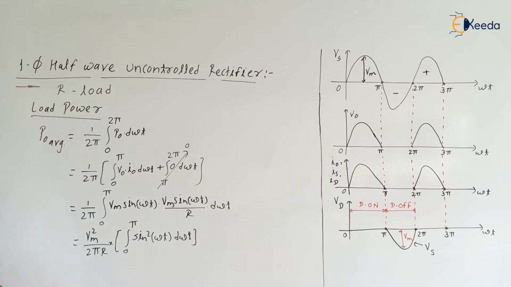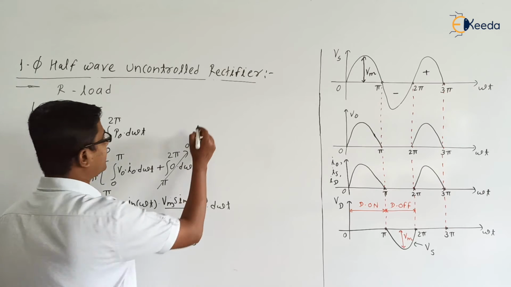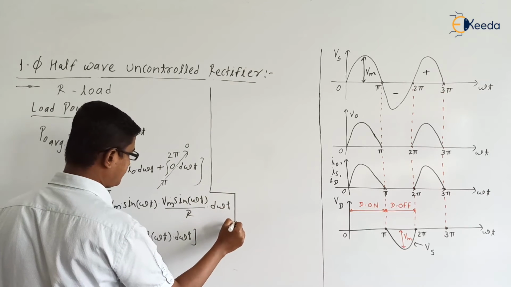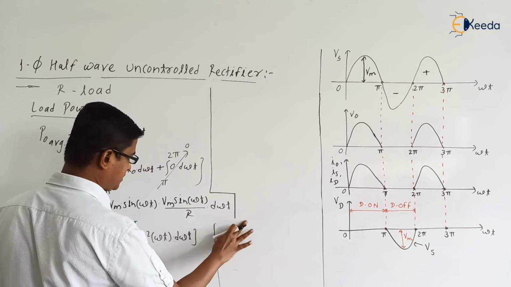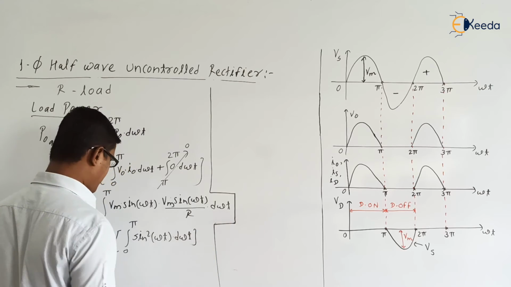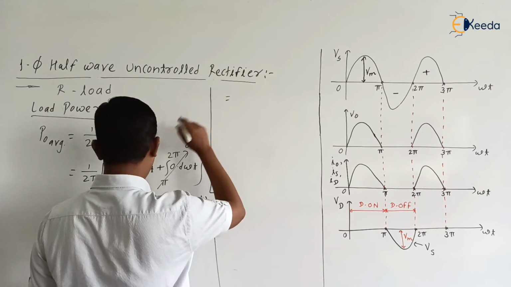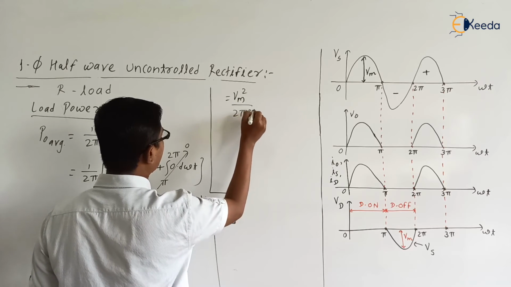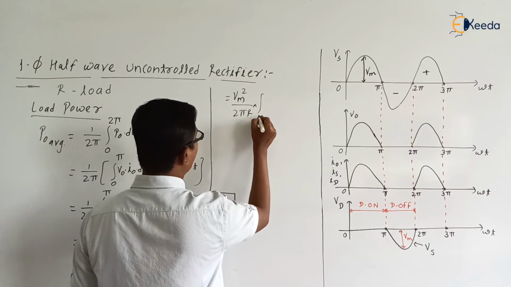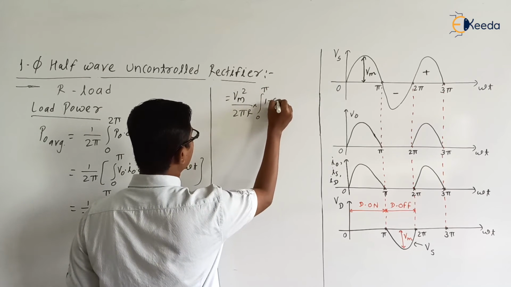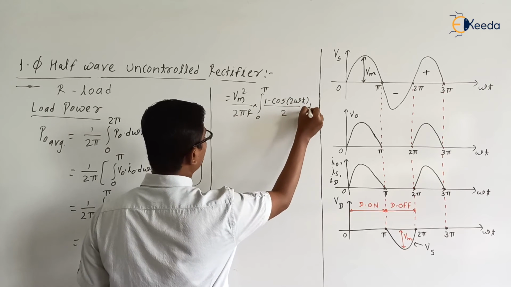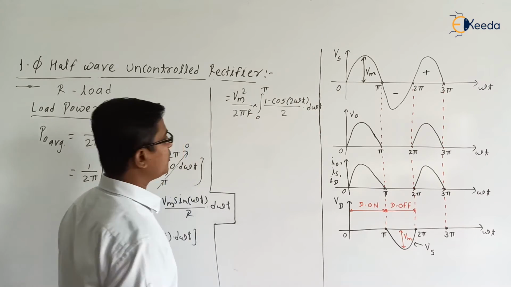Okay. Next, can we simplify it? Yes, we can simplify it. Sin square of omega t can be replaced with 1 minus cos of 2 omega t, divided by 2. So P0 average is equal to Vm square upon 2 pi R into integration from 0 to pi of 1 minus cos of 2 omega t divided by 2 into d omega t, right? Now how to simplify it?